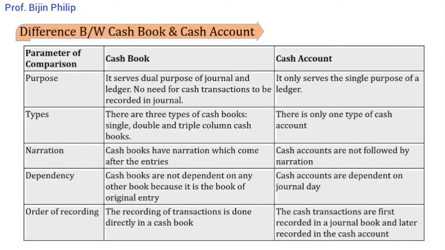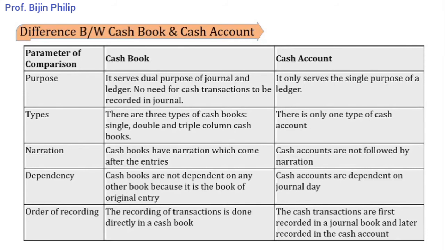The next parameter of comparison is types. In case of cash book, there are three types. First one is single column cash book, then we have double column cash book, and finally triple column cash book. We will discuss more about that in the upcoming sessions. But if you see cash account, there is only one type of cash account. There is no kind of classification in cash account.